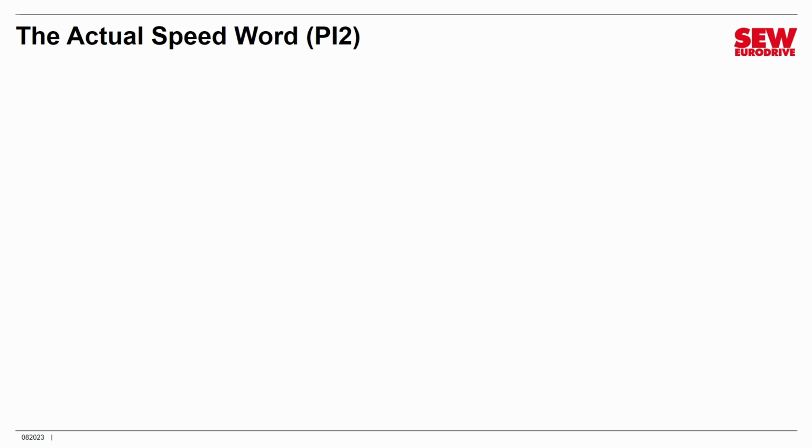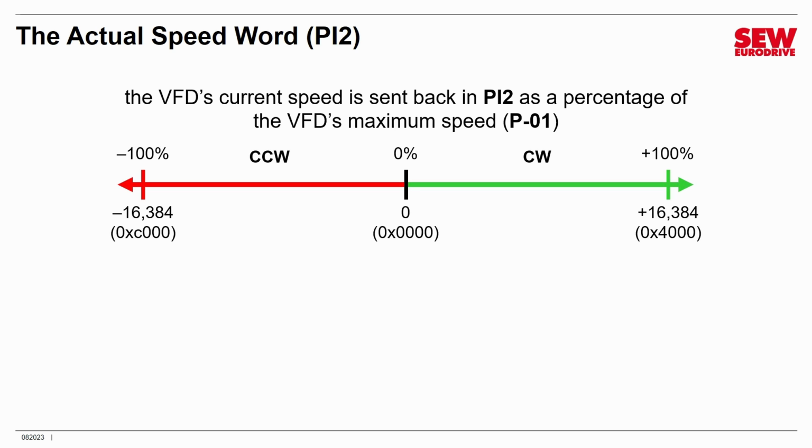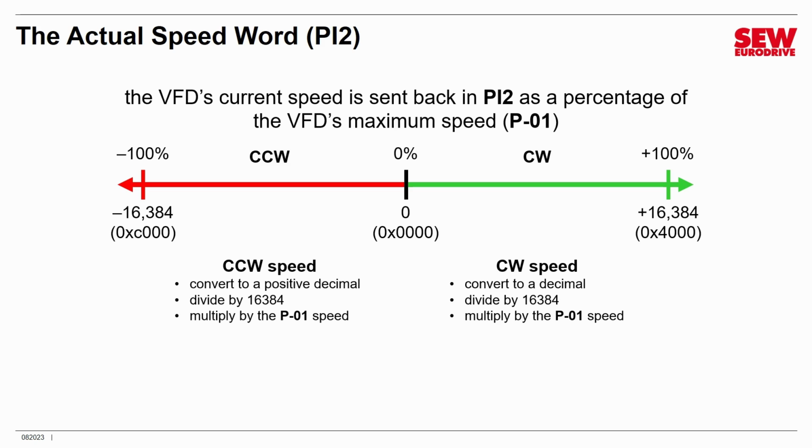PI2 is the current motor speed, the actual speed. So the VFD reports its current speed back. Again, it's in percentage form rather than RPM. So this is a lot like PO2, the way it works. So again, the same range here. So if you get a clockwise speed back and you want to know what really is going on, you convert it to decimal, you divide it by 16,384 and multiply it by the PO1 speed to figure out what it is in RPM. And to convert it counterclockwise, you do the same thing basically, but you do have to convert it from a negative to a positive value first.